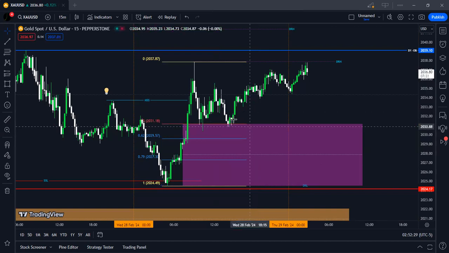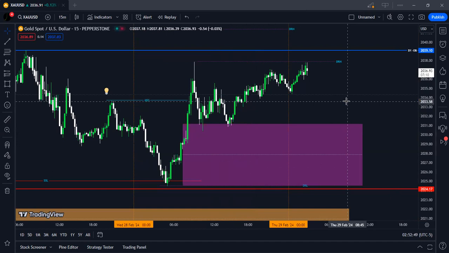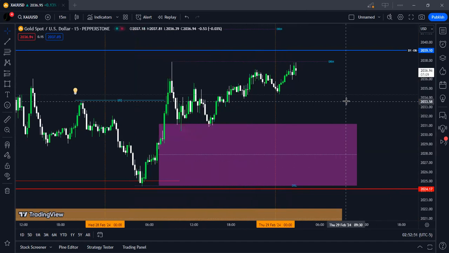But we will hunt for those discount arrays in discount of this dealing range, okay? So from 50% below, that's discount. So we will hunt for entries below a discount. So what do we have in discount to give us entries, okay? Like what are we hunting for? First thing, liquidity. Second thing, inefficiencies, okay?